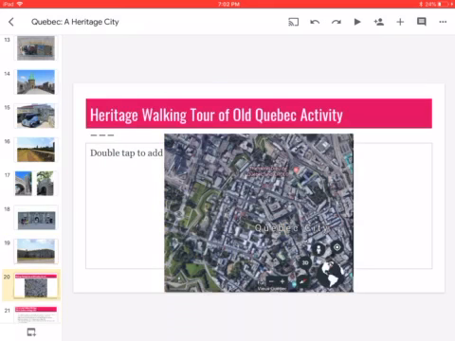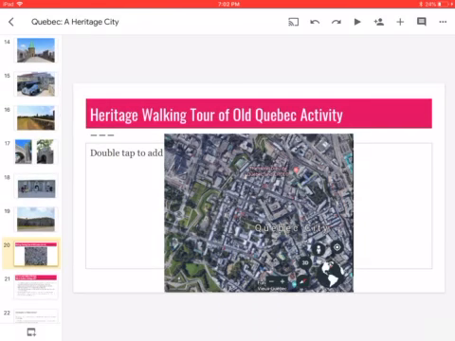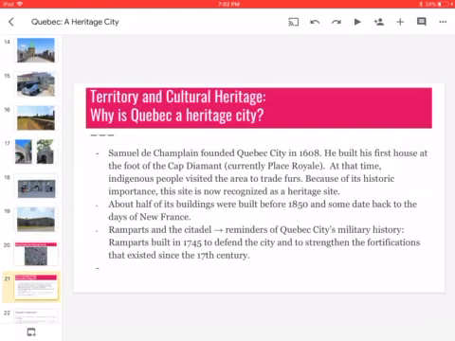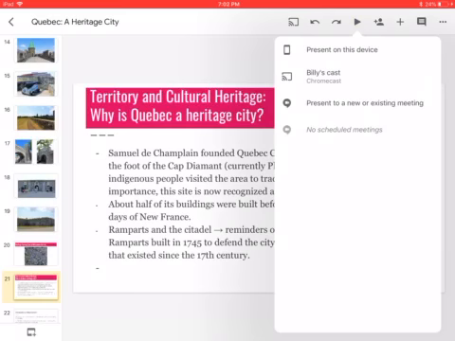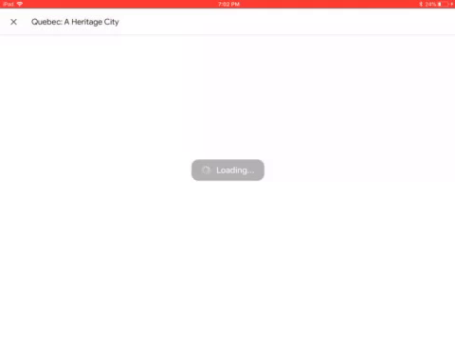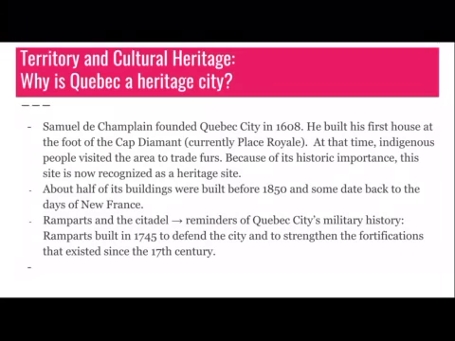And then, like I said, after this, you guys will be working on your heritage walking tour, which you started planning last class. You can see the assignment. I strongly recommend you review the assignment since it's been over a week since you've seen it. But, so let's continue talking about Quebec specifically and some of the issues that go along with being a heritage city. So, firstly, why is Quebec a heritage city?